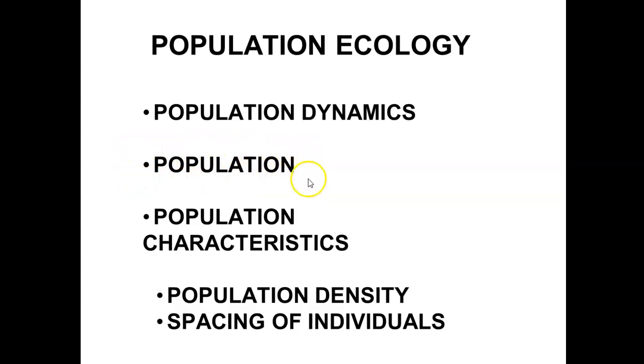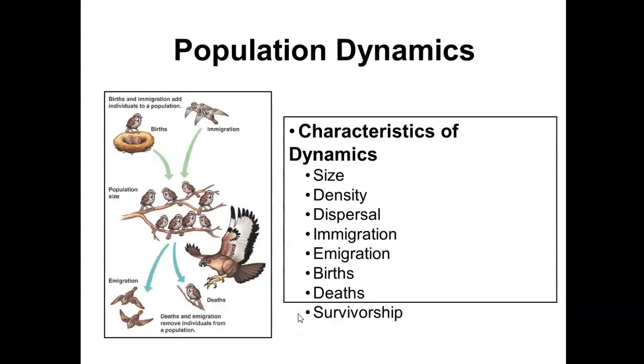Population size, how many individuals are there? What are the characteristics of that population? What do they do? How are they distributed around, and all of that sort of stuff, which is all about density and spacing here. All right, so population dynamics is the study of the change in a population's size and distribution over time.